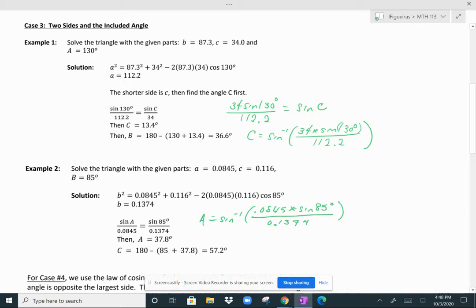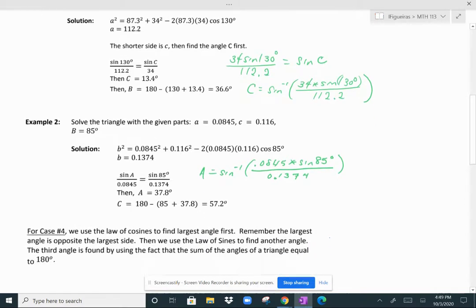Then you take your angle B, which was given, and your angle A, add them together, and subtract from 180, and so you get that angle C is 57.2. So now we know all 3 sides and all 3 angles, so you have solved the triangle.